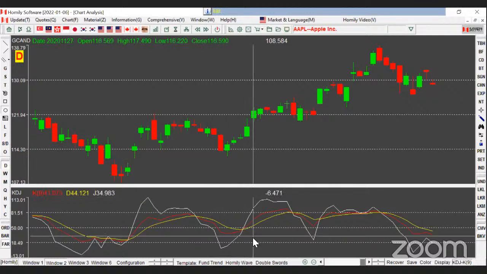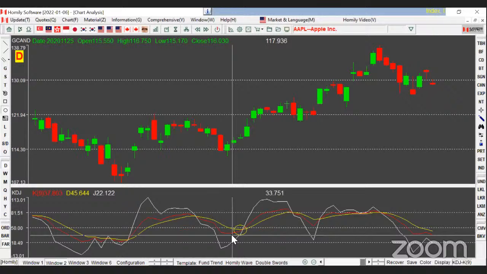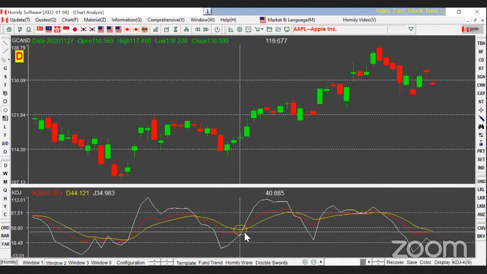For example, KDJ golden cross. Golden cross, later we will talk about it, but I can just tell you now, it's very simple.